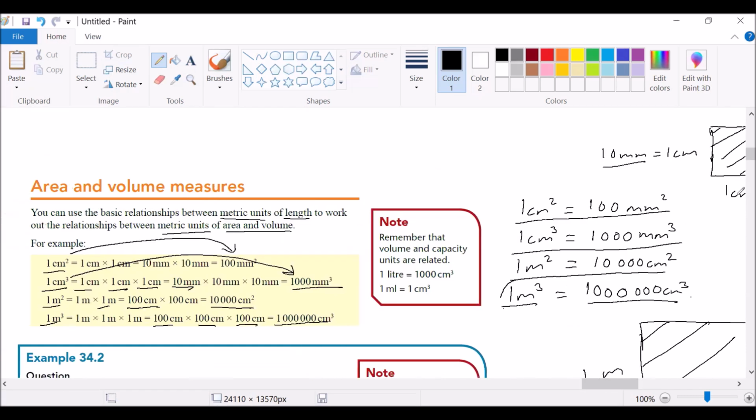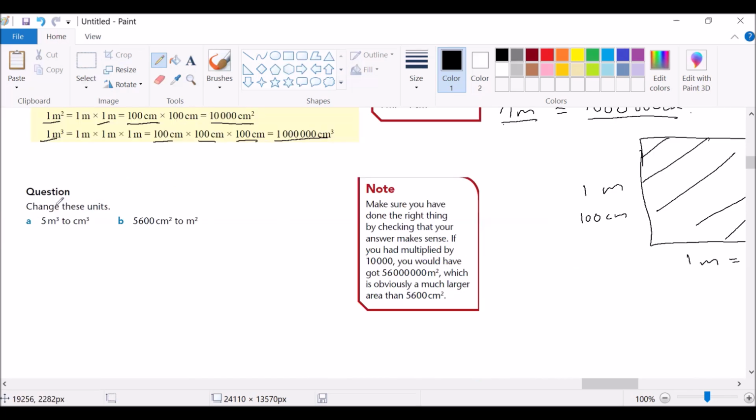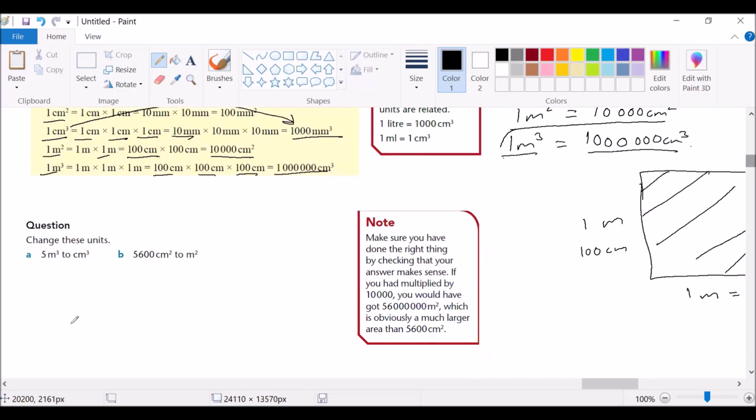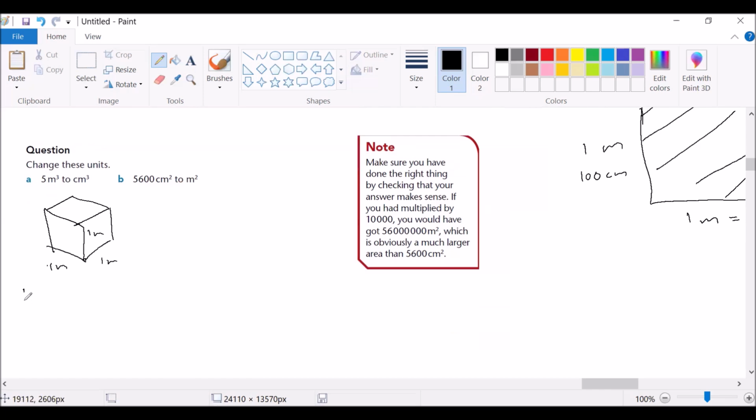Using this conversion, let's look at the example that follows. Change these units, 5 cubic meters to cubic centimeters. So if we have a cube that has sides 1 meter by 1 meter by 1 meter, we can say 1 cubic meter is equal to 1 meter by 1 meter by 1 meter. Since 1 meter is 100 centimeters, we can say 100 centimeters by 100 centimeters by 100 centimeters, which will give us 1 million cubic centimeters.